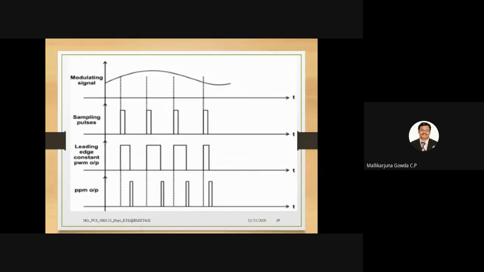The other way of representing it is, first you draw the waveform of the message signal. Then this is my pulses as a carrier, then this is my PWM wave, and this will be my PPM wave.